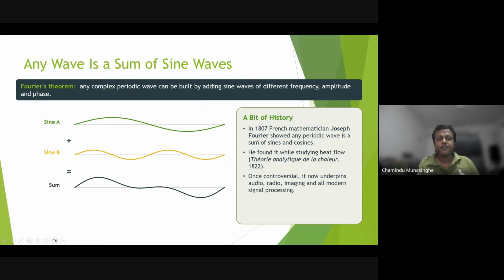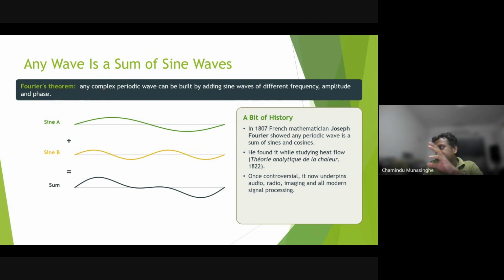Okay, so this is a very important slide, right? Actually, there's this guy called Joseph Fourier, a French mathematician, right? Showed that any periodic waveform can be generated by using a sum of sine waves and cosine waves.